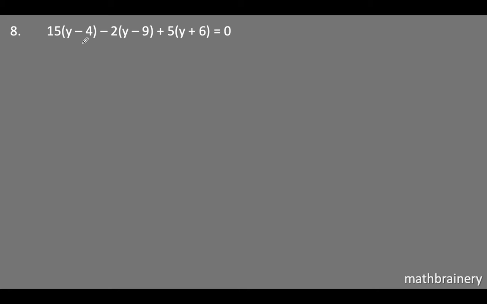15 into y minus 4 minus 2 into y minus 9 plus 5 into y plus 6 is equal to 0. Okay. Let's first expand these brackets here on the left hand side. 15 into y minus 4 is 15y minus 15 times 4 is 60. Now minus 2 into y is minus 2y, minus into minus is plus, 2 times 9 is 18, plus 5 into y is 5y, plus 5 into 6 is 30.